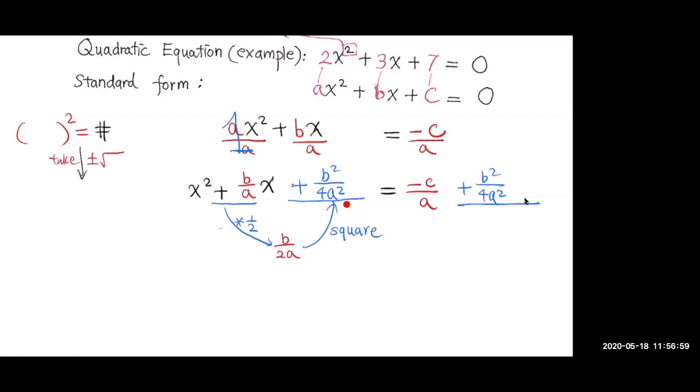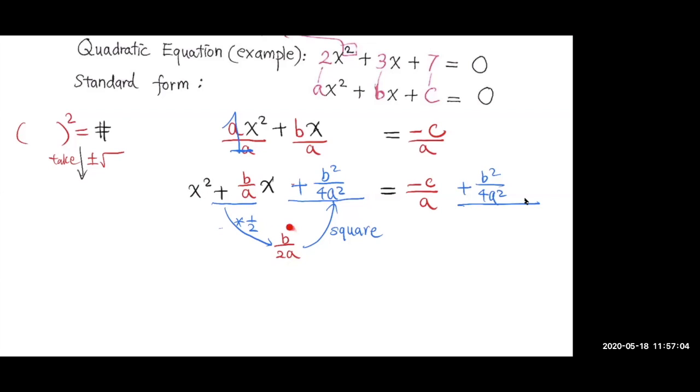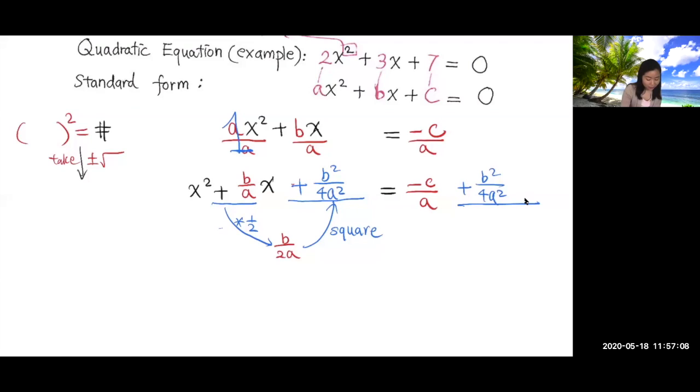X plus what? b over 2a. Okay, yes, you got it. So that is going to be the perfect square of x plus b over 2a, right? Okay, good. And then that's equal to.